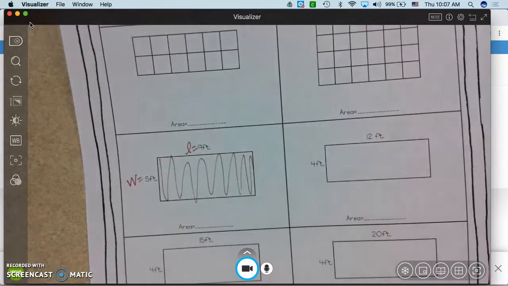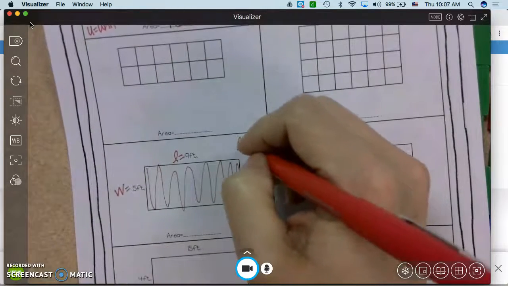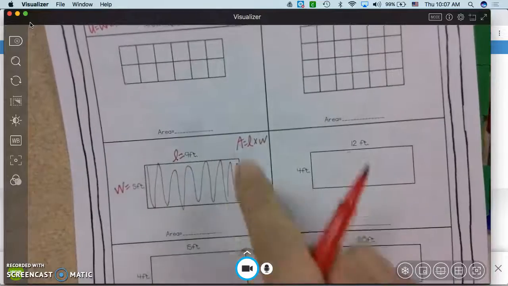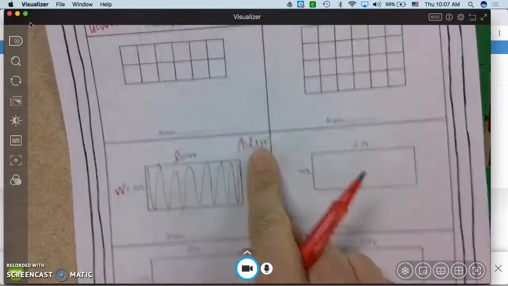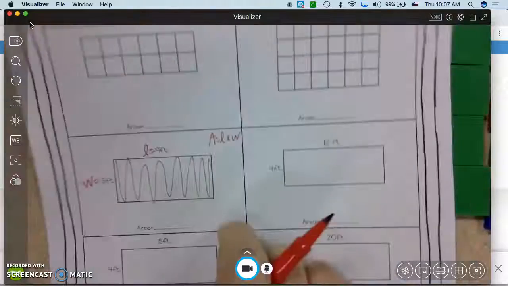So we're going to write down the formula that we use to find the area of a rectangle. What's the area of a rectangle formula? Area equals length times width. A equals L times W. Area equals length times width. And if they don't put the multiplication symbol in between those two letters, if they're side by side, what does that mean to do? Multiply. It means to multiply. Good.